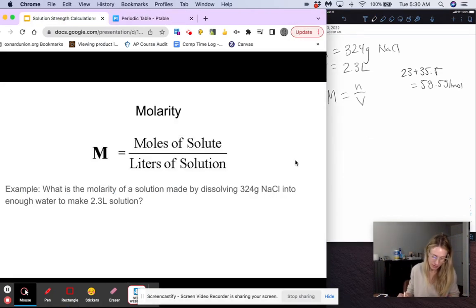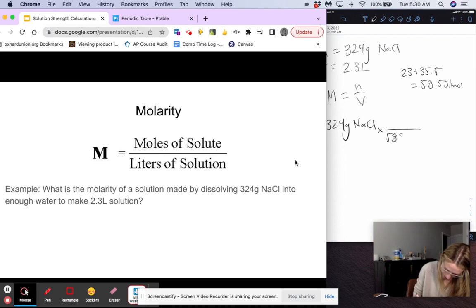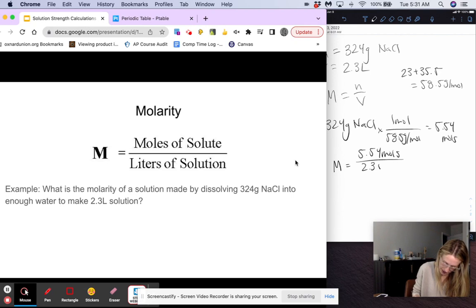So now that we have our molar mass, we can convert to moles. So 324 grams of NaCl, and then I'm going to divide by 58.5 grams per mole. And so we end up getting, let me just do the math, 324 divided by 58.5, and we get 5.54 moles NaCl. So to find the molarity, it's just going to be that 5.54 moles over 2.3 liters of solution.